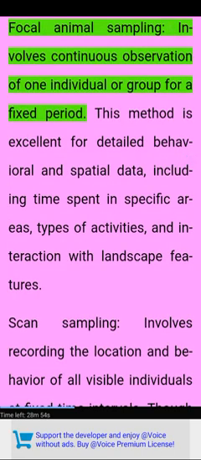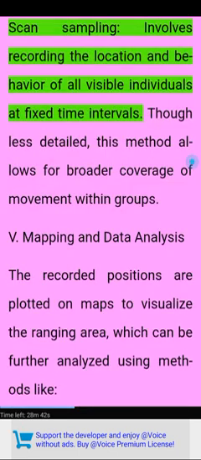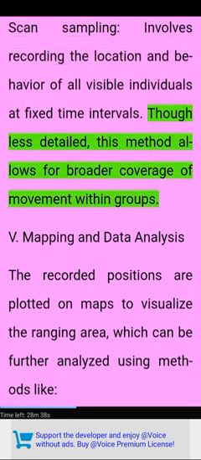Focal animal sampling involves continuous observation of one individual or group for a fixed period. This method is excellent for detailed behavioral and spatial data, including time spent in specific areas, types of activities, and interaction with landscape features. Scan sampling involves recording the location and behavior of all visible individuals at fixed time intervals. Though less detailed, this method allows for broader coverage of movement within groups.